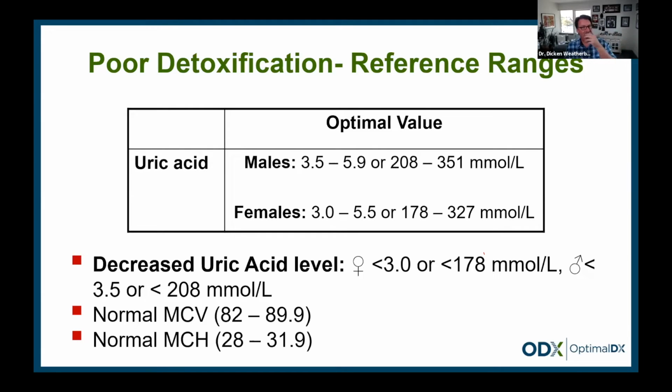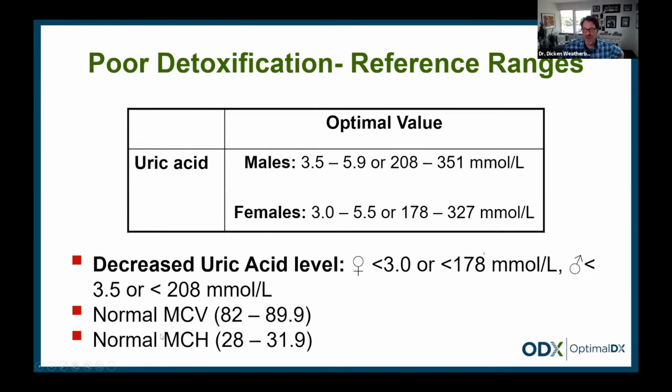Molybdenum may or may not ring a bell for those of you that have studied liver detox, but it is an integral part to the process called sulfoxidation. Sulfoxidation is one of the 6 phase 2 liver detox pathways. So our pattern here for looking at poor detoxification: suspect poor detoxification due to low molybdenum levels if there's a decreased uric acid, so below 3 in women and below 3.5 in men.